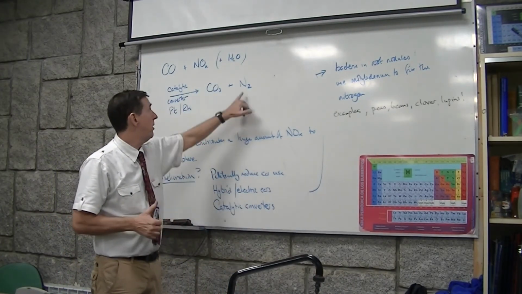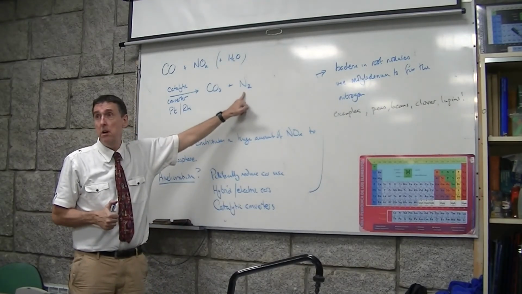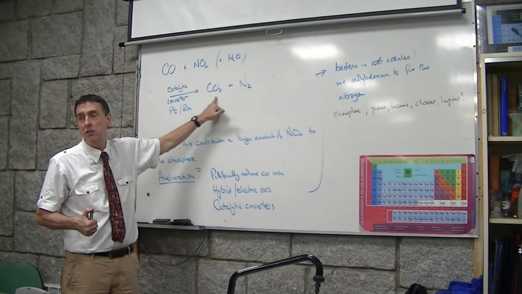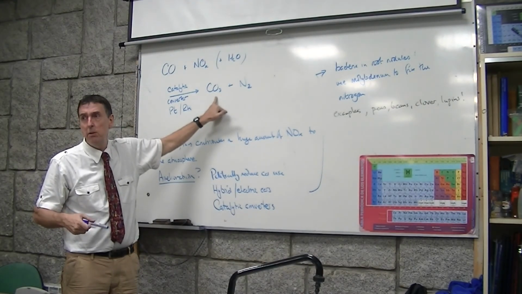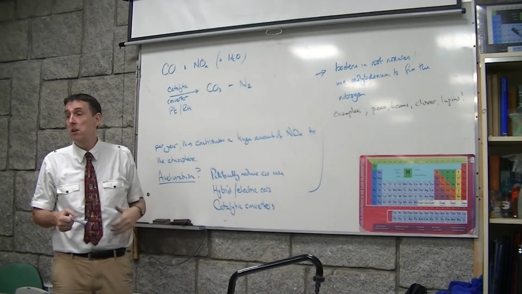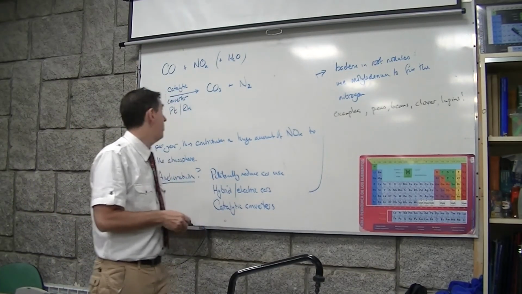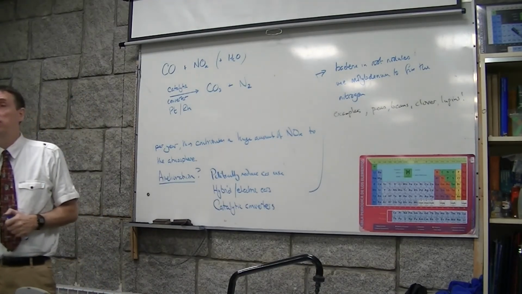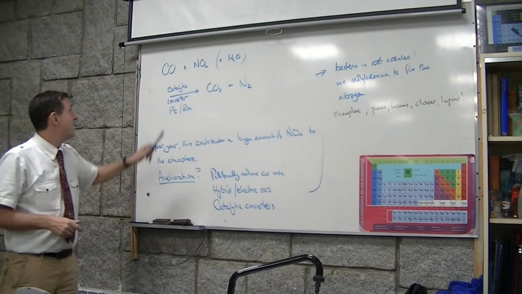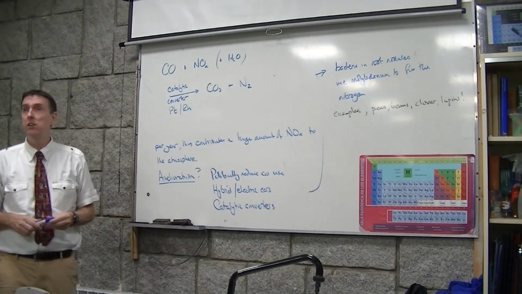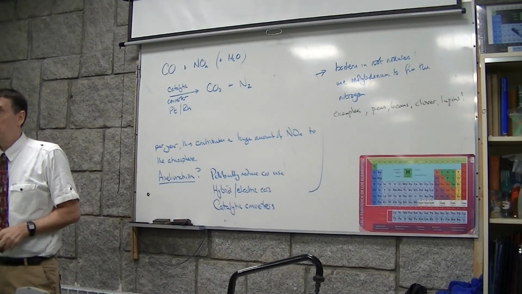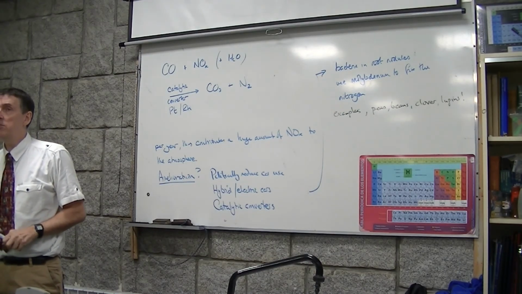Is nitrogen a pollutant? No, because obviously it's 80% of the air. Carbon dioxide, yes, that is a pollutant, but not in terms of acid deposition. It's a pollutant in terms of the greenhouse effect. Is this 100% efficient? No. If it was 100% efficient, then we wouldn't have a problem with nitrogen oxides.